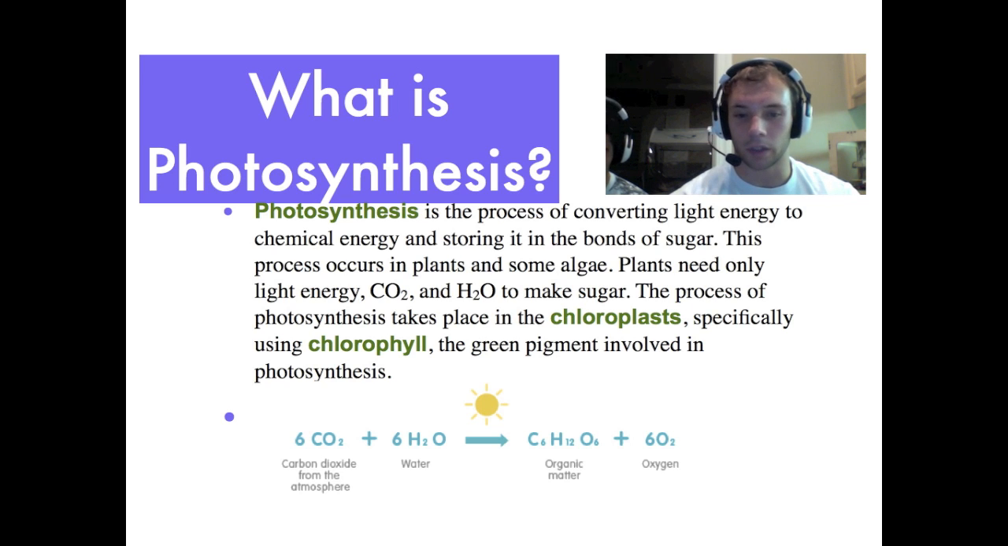Below you see the formula for photosynthesis. 6 carbon dioxide molecules plus 6 water molecules with some light energy gives you organic matter, sugar, and 6 oxygen molecules.